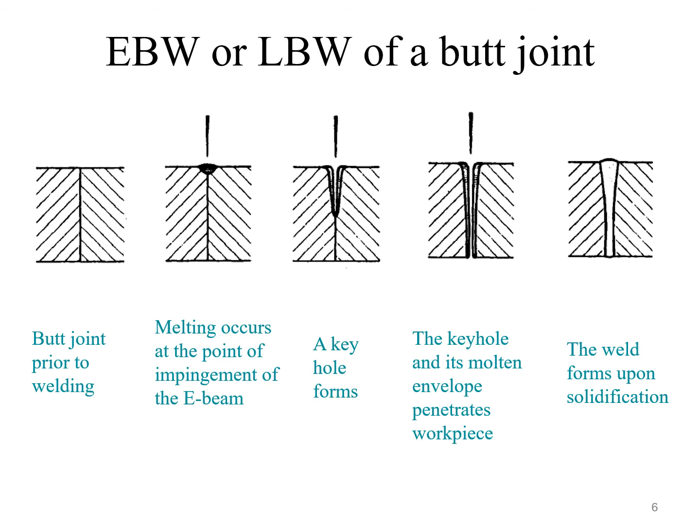Electron beam welding or LBW of a butt joint. Butt joint prior to welding, so we bring it close, then melting occurs at the top, at the point of impingement of the electron beam, then a keyhole forms, so gradually this comes down, and the keyhole and its molten envelope penetrates into the workpiece. The weld forms upon solidification. That means once you remove the source of electron beam or laser beam, solidification takes place.